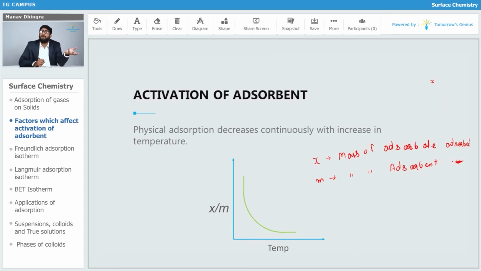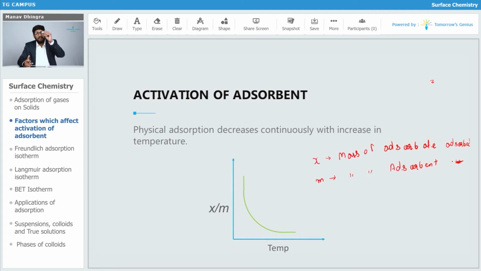So the higher this ratio, the higher your adsorption is going to be. The more mass adsorbed and the smaller the weight of your adsorbent, the higher your adsorption will be. That is, the capacity of the adsorbent to adsorb is very, very high, because in a very small amount of adsorbent, it is adsorbing a whole lot of adsorbate. So that is your tendency for adsorption.